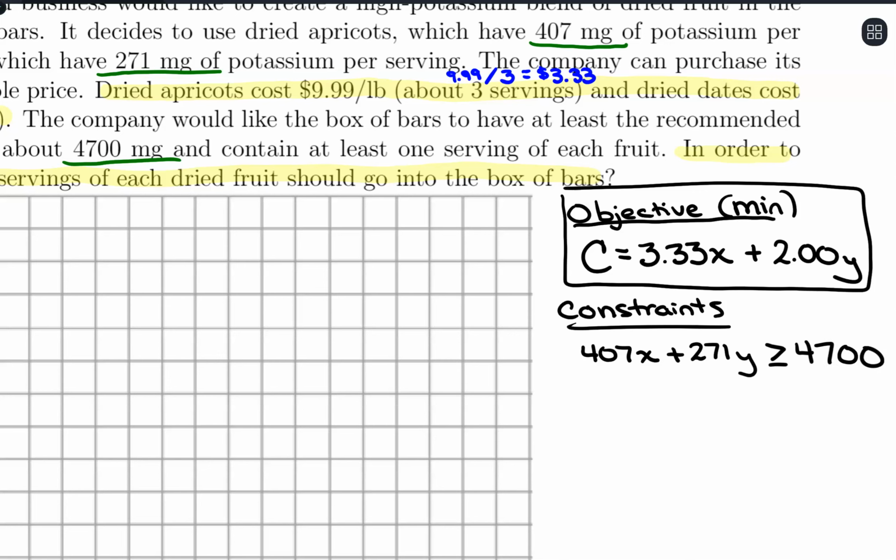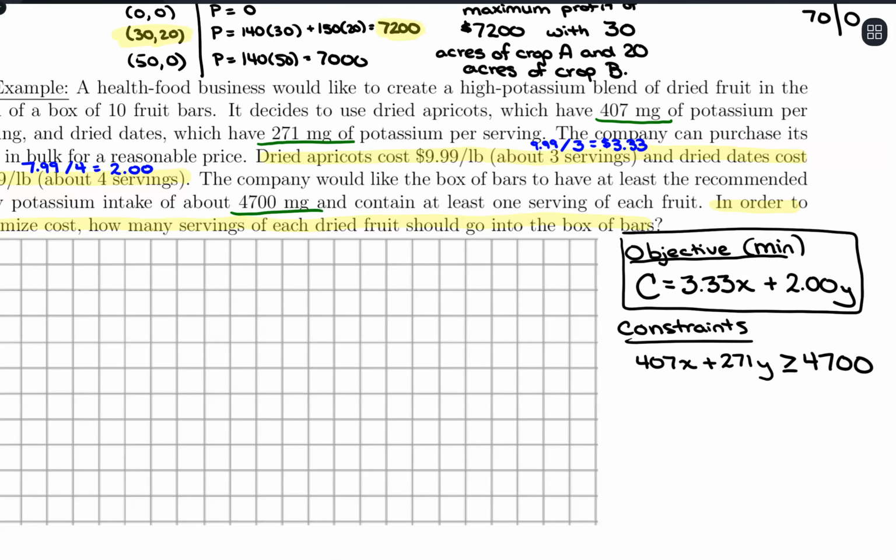All right. And the bars must contain at least 1 serving of each fruit. So x needs to be greater than or equal to 1, so the servings of apricots need to be at least 1. y also needs to be at least 1. And that's it for our constraints. We have the constraint of the amount of potassium, and then the constraint of how many servings we want, at least 1 of each.